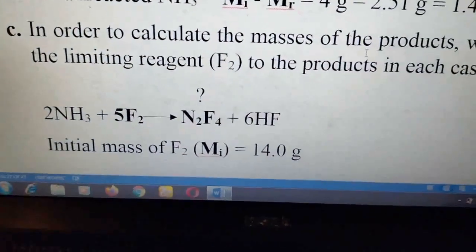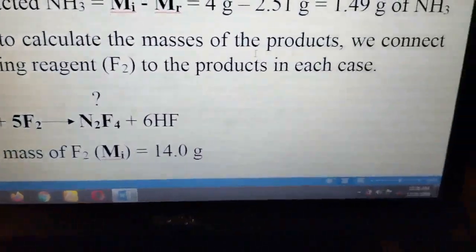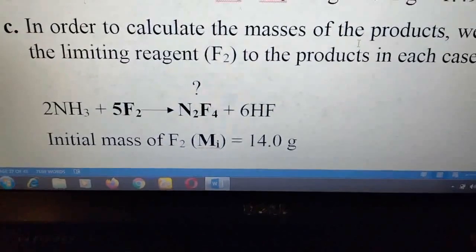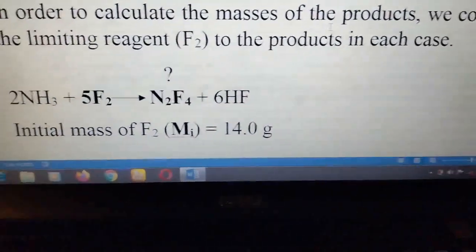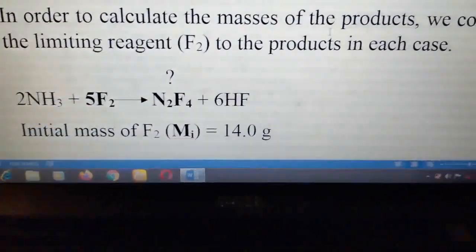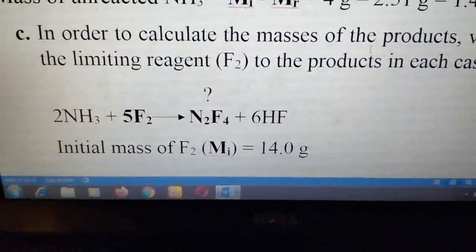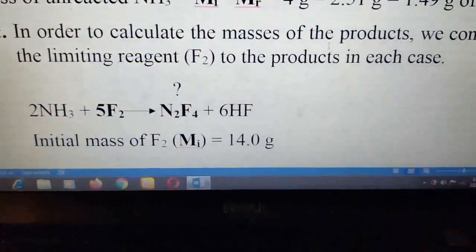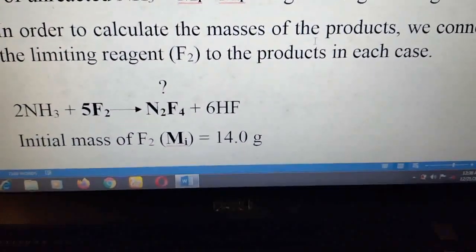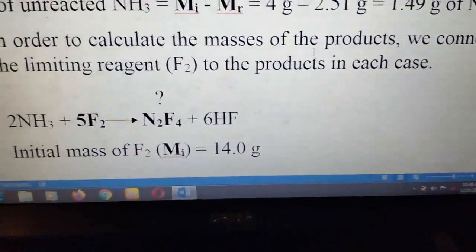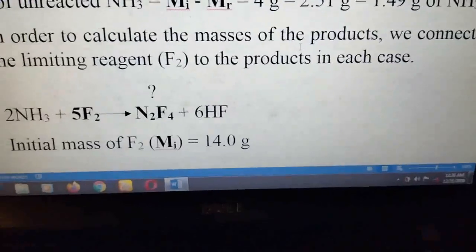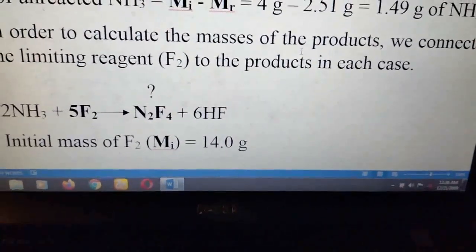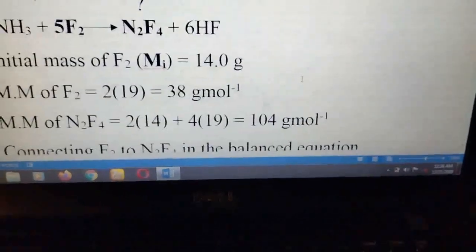Question C says we should find the mass of the products obtained. As I explained before, to find the mass of the product, you connect the limiting reagent to the products one by one. So in order to calculate the masses of the products, we connect the limiting reagent, fluorine, the one that is not enough, since all its mass reacted to form the product in each case. Since we're looking for the mass of the 2 products, let's start with one of them. Let's start with dinitrogen tetrafluoride.